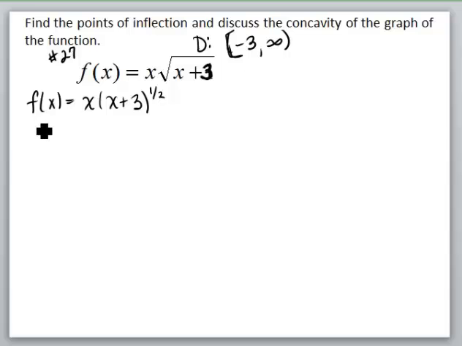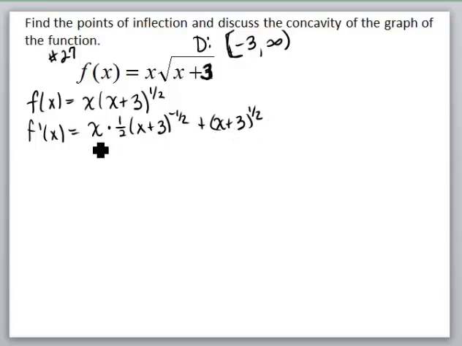Let's go ahead and find the first derivative. The first derivative would be first times the derivative of the second, plus the second times the derivative of the first, all over.